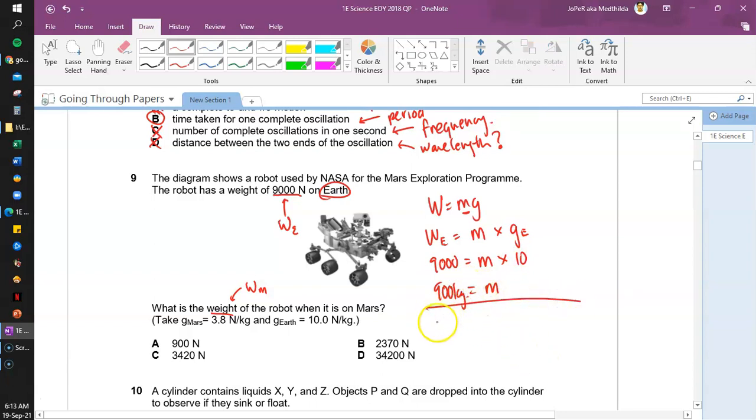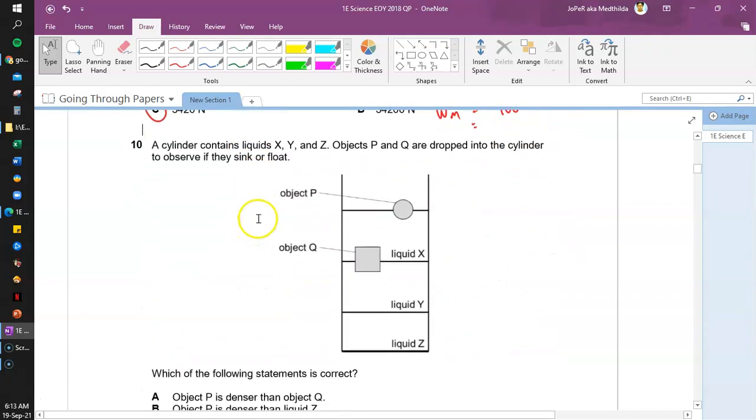Once we found the mass, we can find the weight of the robot on Mars. What do I do? I take the mass multiplied by the gravitational field strength on Mars. So therefore, 900 multiplied by 3.8. So for question 9, what we're going to get is C. We're going to get option C for question 9.